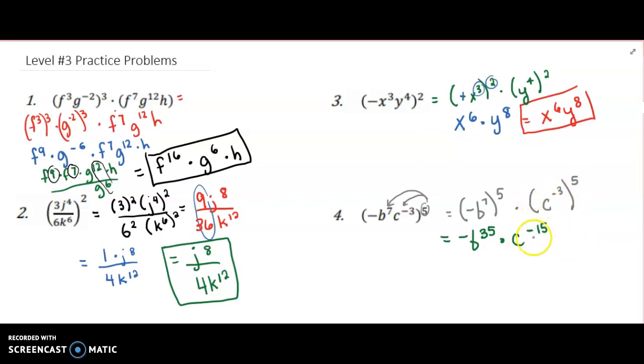Okay, and remember, anytime we have a negative exponent, it'll go to the other end. So right now it's in the numerator, we'll put it in the denominator. So negative b to the 35th over c to the 15th should be our final answer.